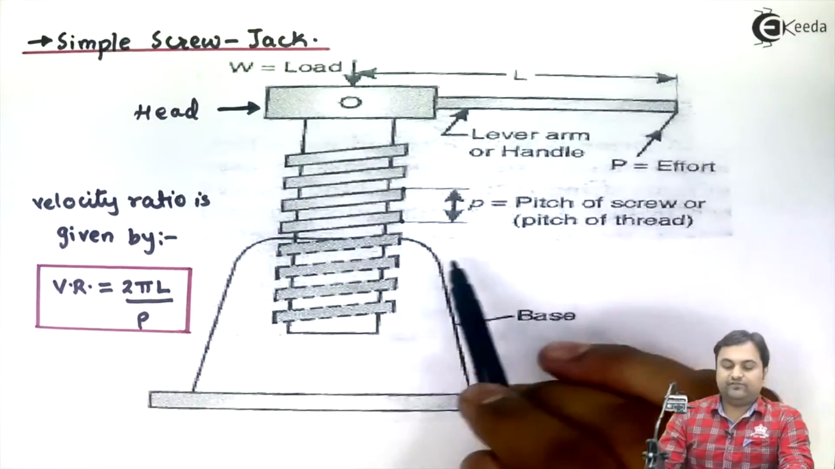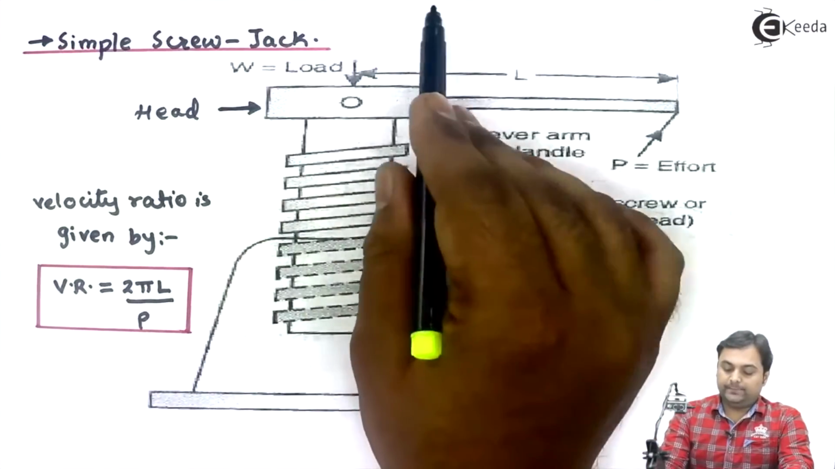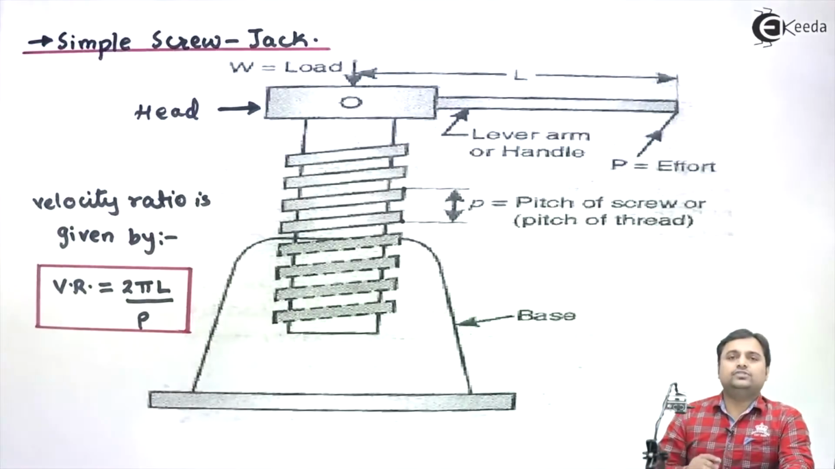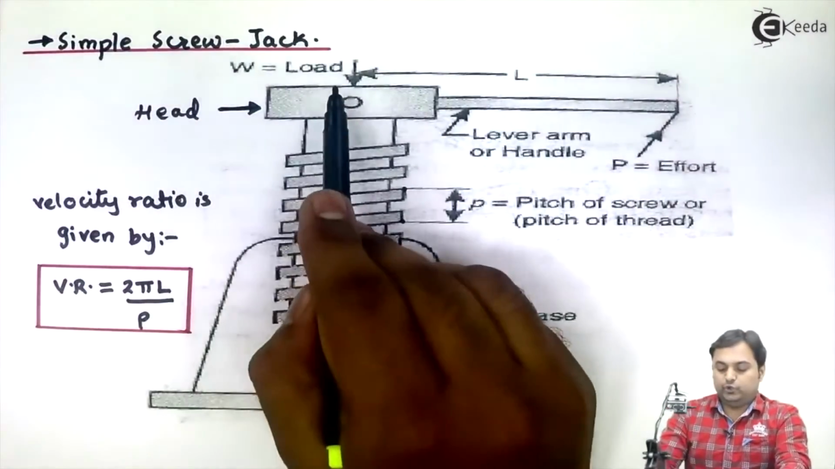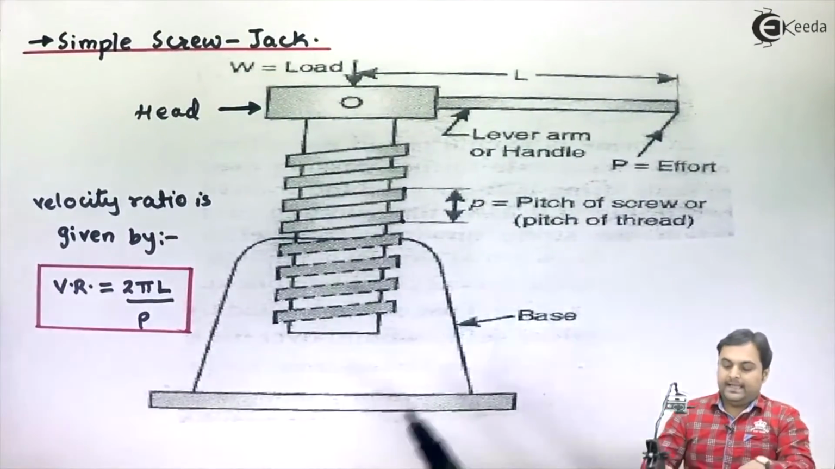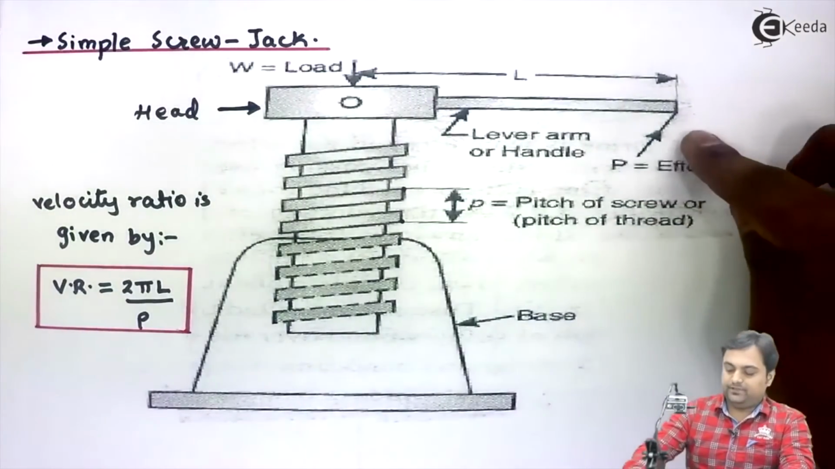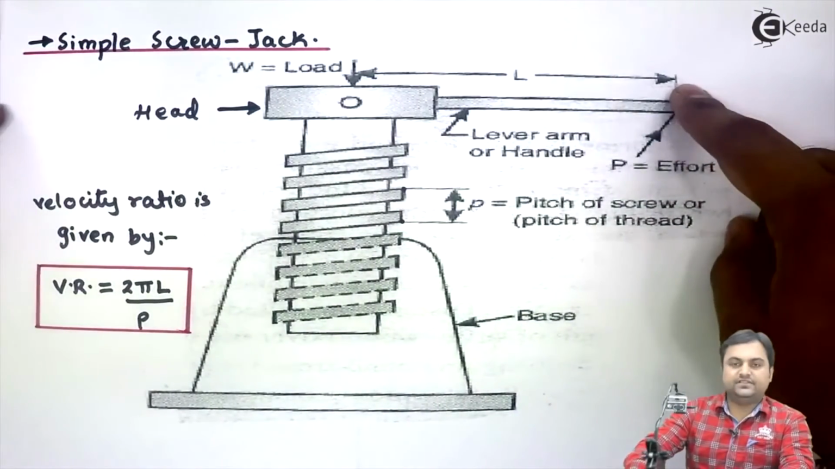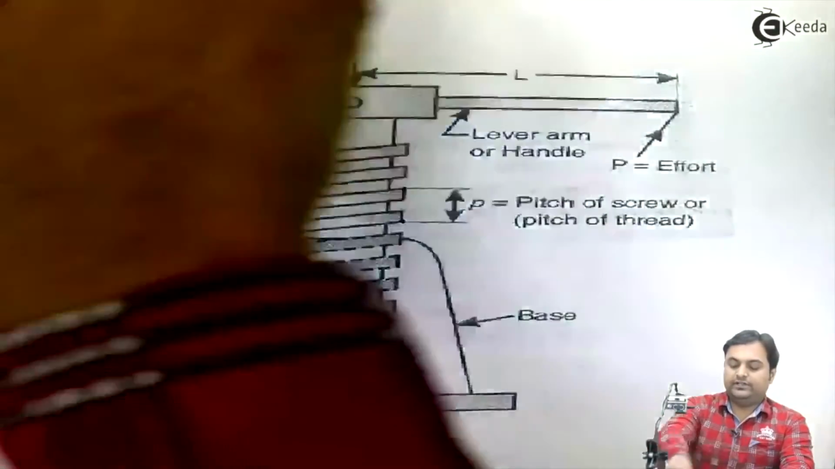Now how does this machine function? First of all, the load would be kept on the head. See, screw jack is basically used for lifting of cars. So this load would be the weight of the car which comes onto the screw jack, and we want to lift that car. So for that purpose, effort would be applied at this handle. Here we would be gripping this handle and we will rotate it.